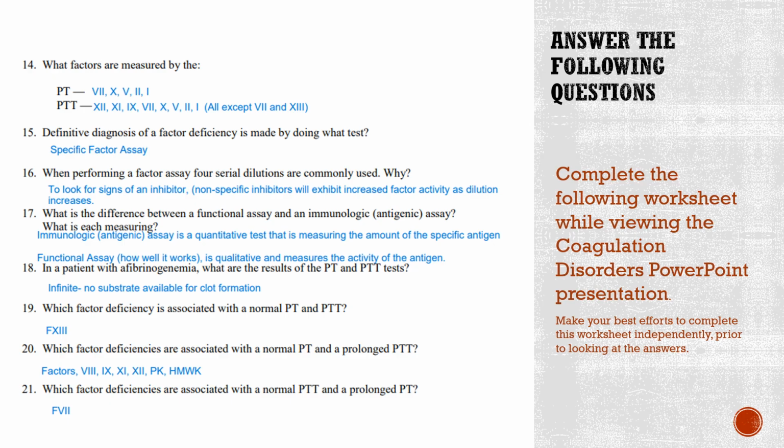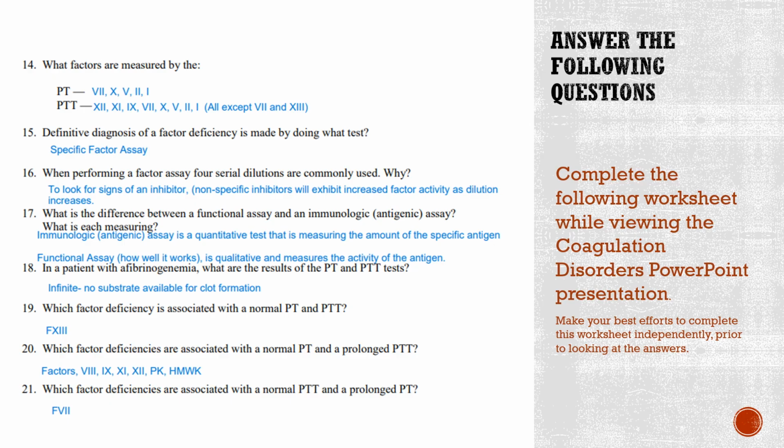A definitive diagnosis of a factor deficiency is made by doing what? Okay, so let's say that we have a prolonged PTT and the doctor suspects a factor deficiency. We do a PTT mixing study, and indeed there is a correction that occurs when we add that pooled normal plasma. This would be indicative of a factor deficiency. But in order to make a definitive diagnosis of a factor deficiency, we have to do a specific factor assay. So that factor assay that's showing us the activity of the specific factor that we're looking at is going to be the only way that we can definitively diagnose a factor deficiency.